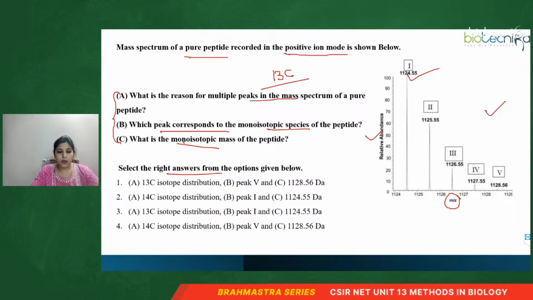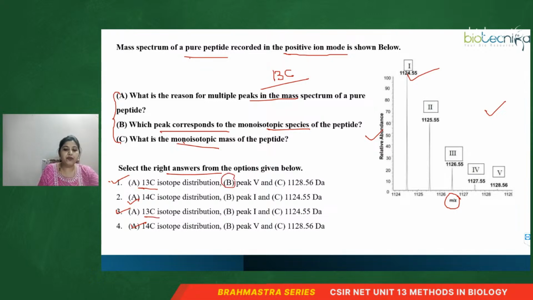So you can see in the options either carbon-13 isotope distribution or carbon-14. In two options it is carbon-13 isotope distribution and in two options carbon-14. So the best strategy to solve this question is to omit two options out of four. If you are confused, omit two options out of four. When you are left with two options, then if you say it's carbon-13, that means it will be option 1 and option 3.